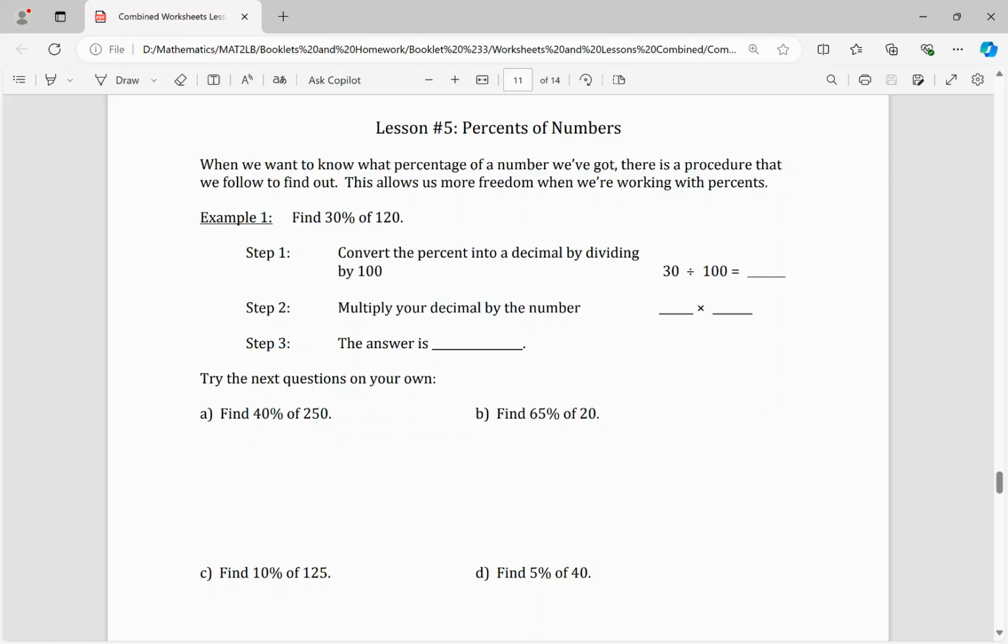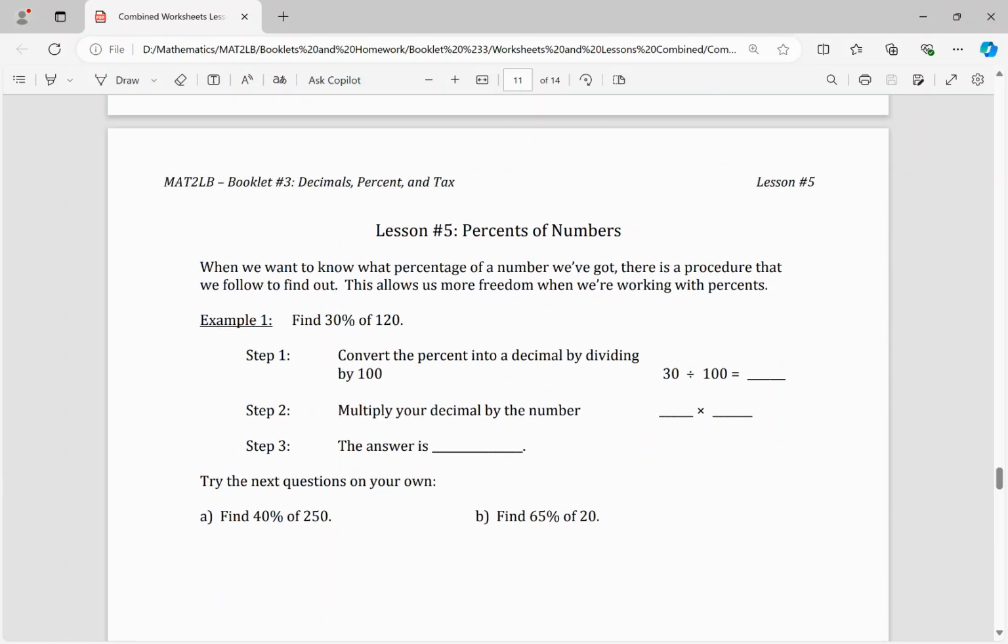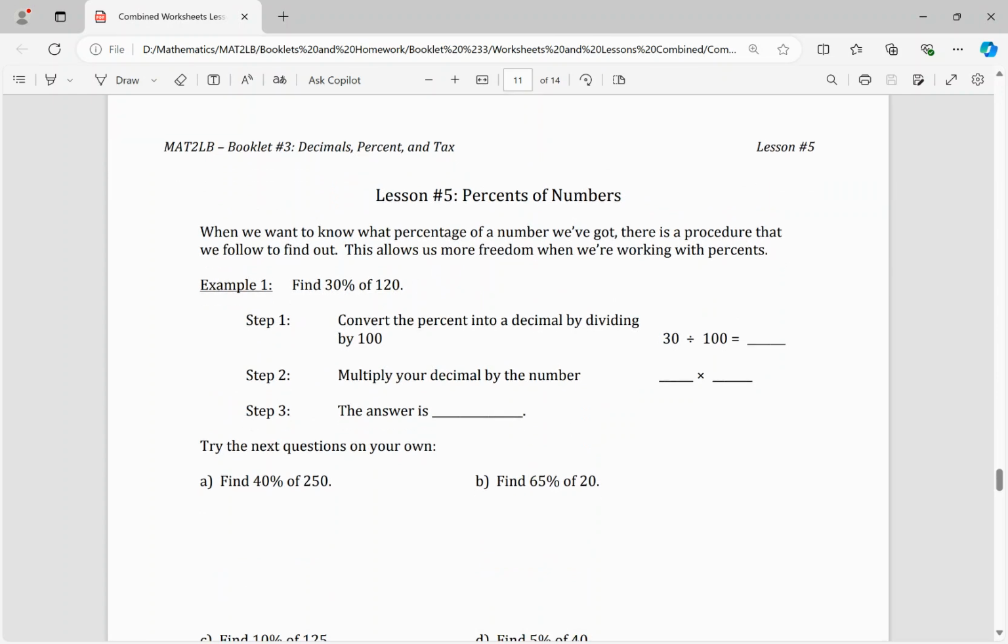Hello everyone. Today we will be completing lesson 5 in booklet 3, that is percent of numbers. In this lesson, we learn how to use percentages in mathematics. You will often see the key word "of" in this lesson, and it's very important to understand that key word. "Of" means multiplication.